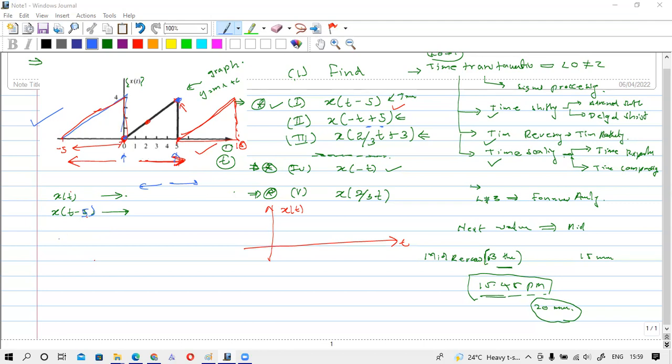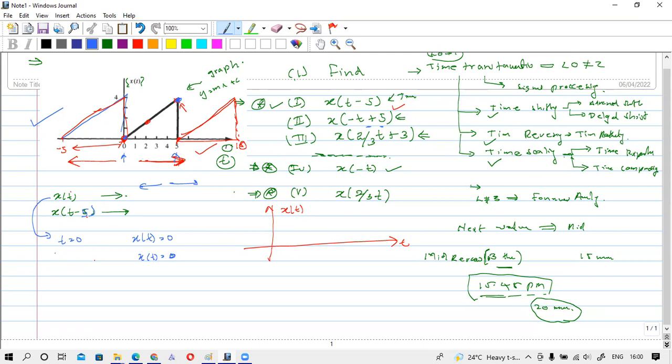Sorry for the disturbance. Okay, so I will select this point, the 0 point. Here, I am talking about this graph. When t is equal to 0, x(t) is 0. At that point, we have to check how much it shifts.